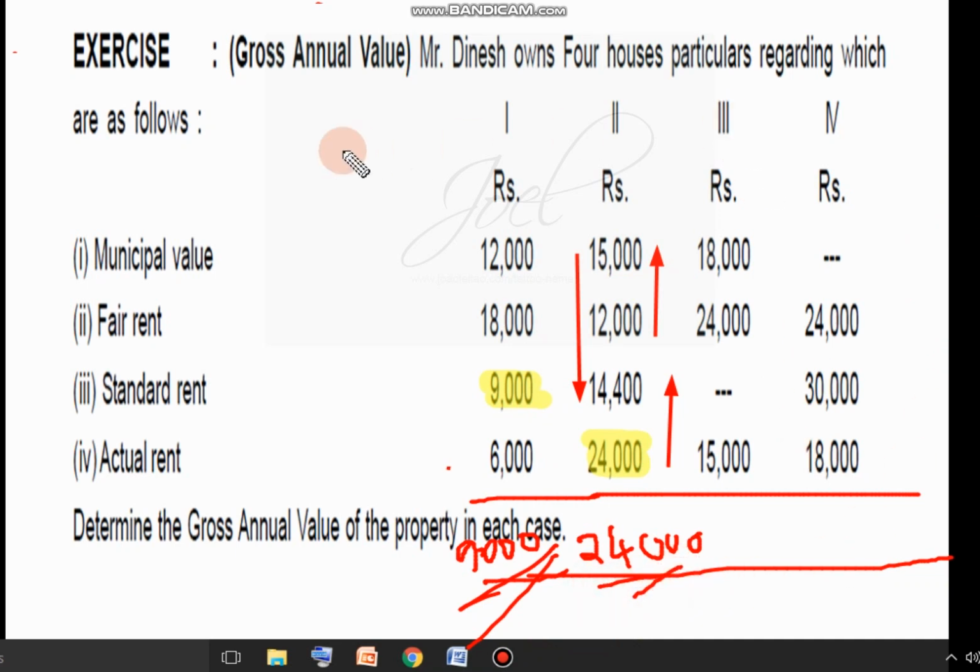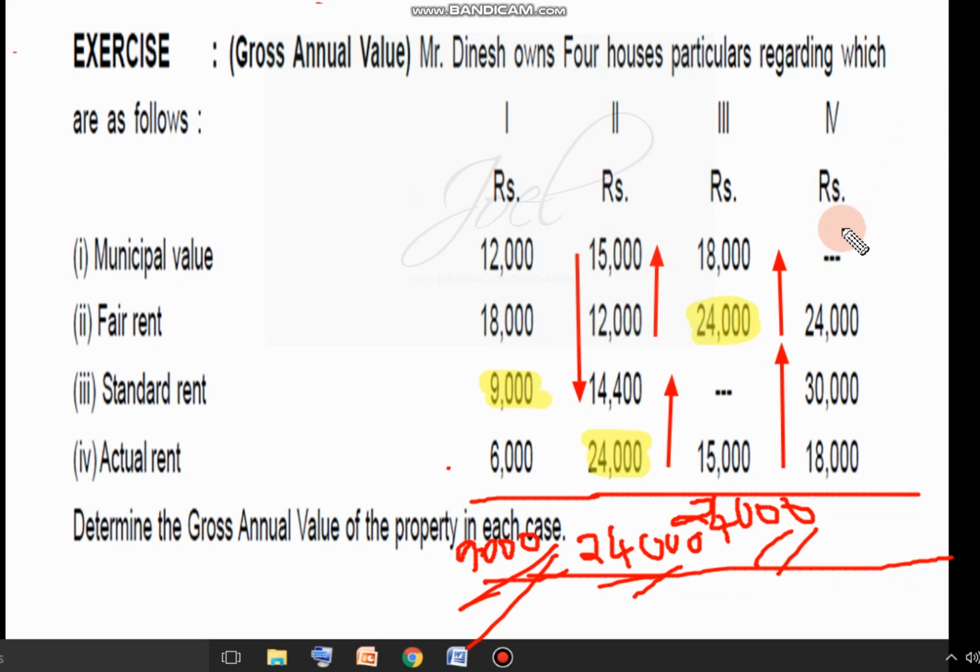Next, the third house: municipal value and fair rental value. When you compare these two, the highest one is 24,000. Standard rent is not given, so this step is not applicable. Then 24,000 and 15,000, whichever is highest we have to consider. So you will get one amount, that is 24,000. So for this also, the answer will be 24,000. For the second house and third house, both it is 24,000.